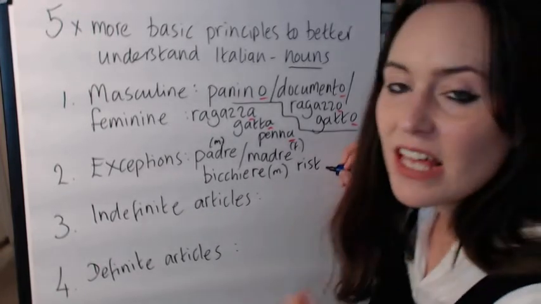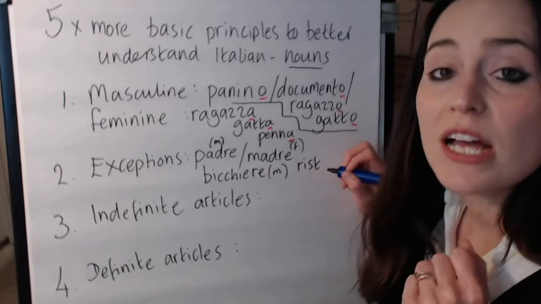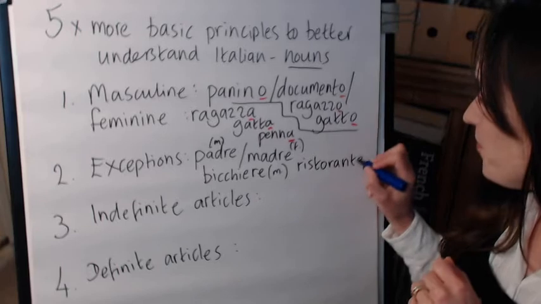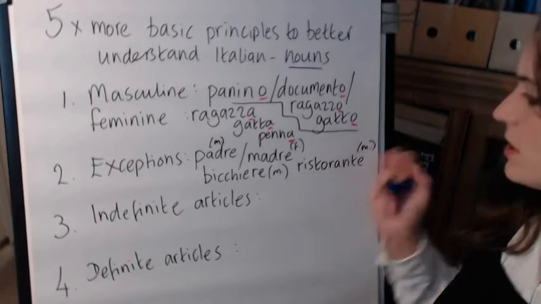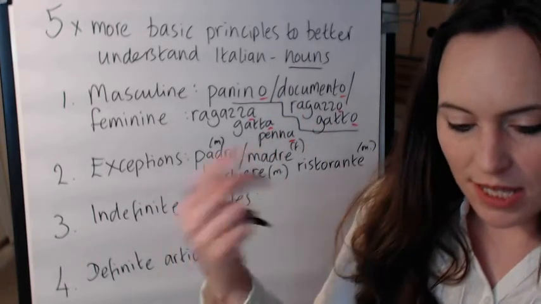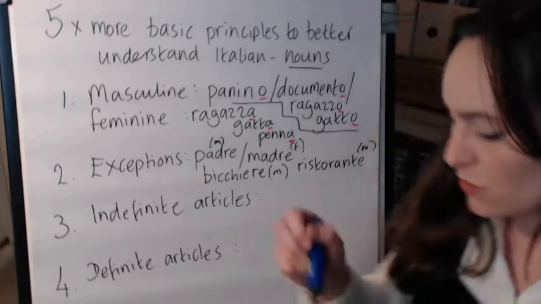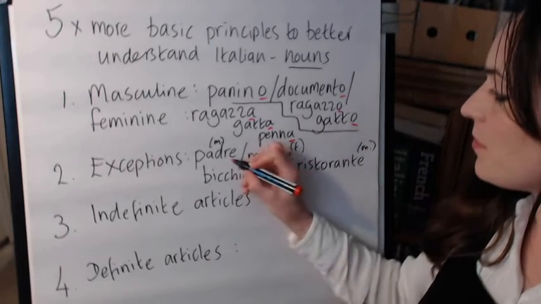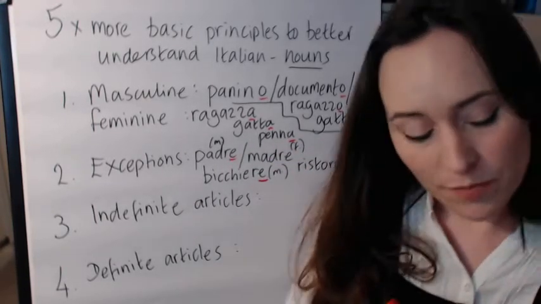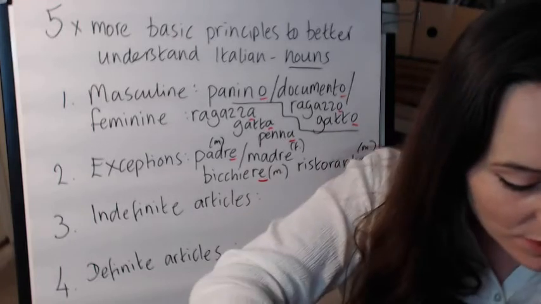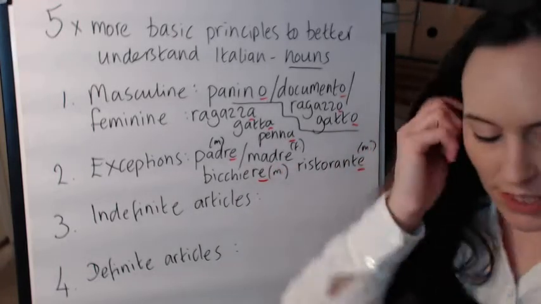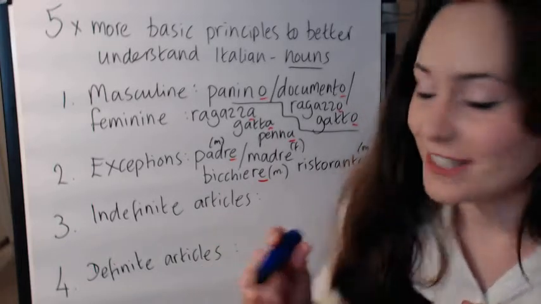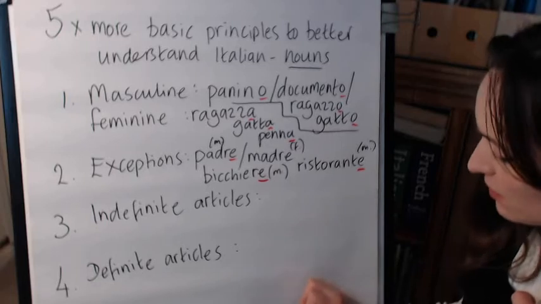Ristorante. Il ristorante. Un ristorante. Okay, it's a masculine noun. So, padre, bicchiere, ristorante, all masculine, but they end with not an O, as you might expect, but an E. Okay, let's find some feminine ones that end with E. We've already got madre. Let's have a think of another one. Okay, notte.